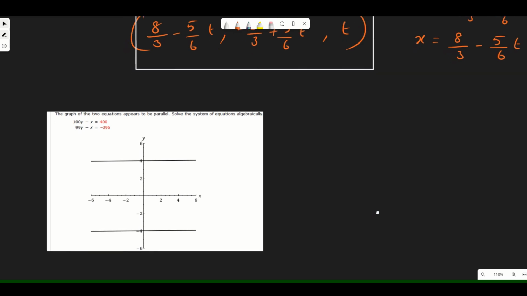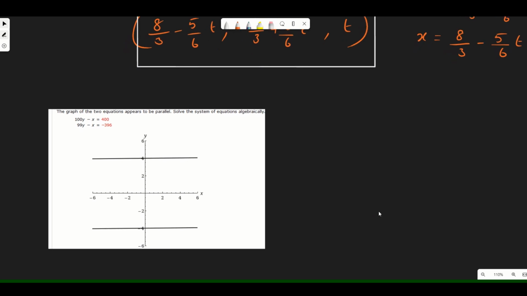What about this one? The question says, graph the two equations. When you see a small window, it looks like they are parallel. But when I see these equations, 100y minus x equal to 400, and when I write in y equal to mx plus c form, you will definitely have two different slopes. The slopes of the two equations are not equal. So in which case, the two lines are not parallel.